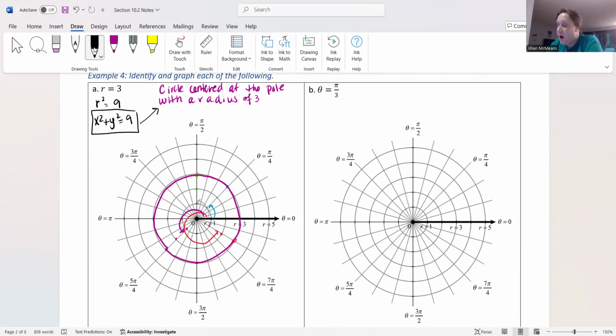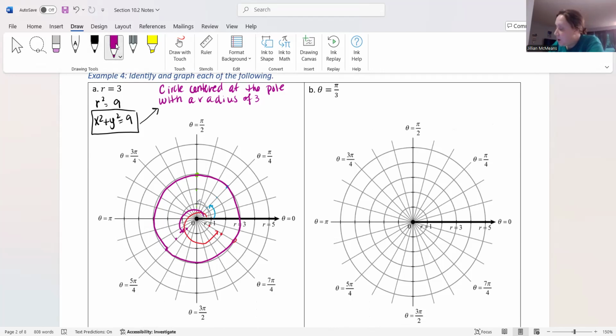Now for part B, we have theta equals pi over 3. So let's think about this. In this case, we're missing the r. We have no stipulations on what r can be. We just know that our theta has to be pi over 3. Period. Theta is pi over 3. So let's think about that.